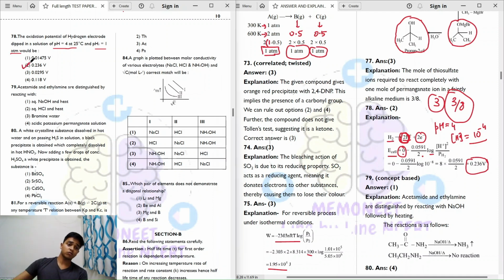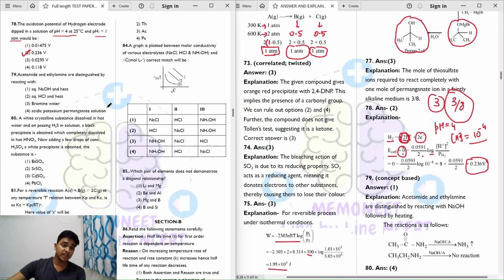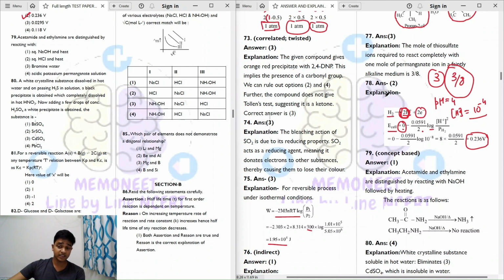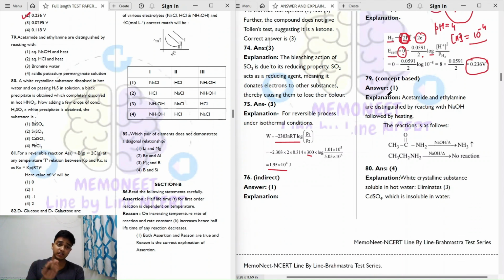Moving on to the next question. The question says acetamide and ethylamine are distinguished by reacting with. So we have acetamide and ethylamine. One is an amide, one is an amine. Which of the following reagents can we use to distinguish them? The correct answer will be option 1, aqueous NaOH and heat.